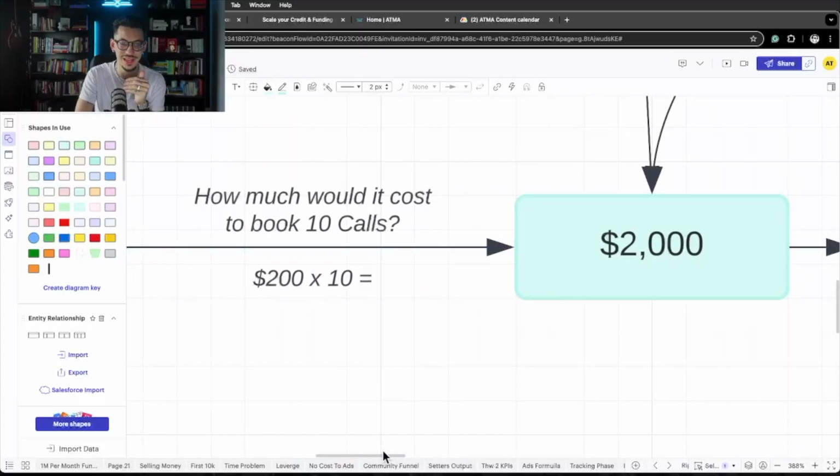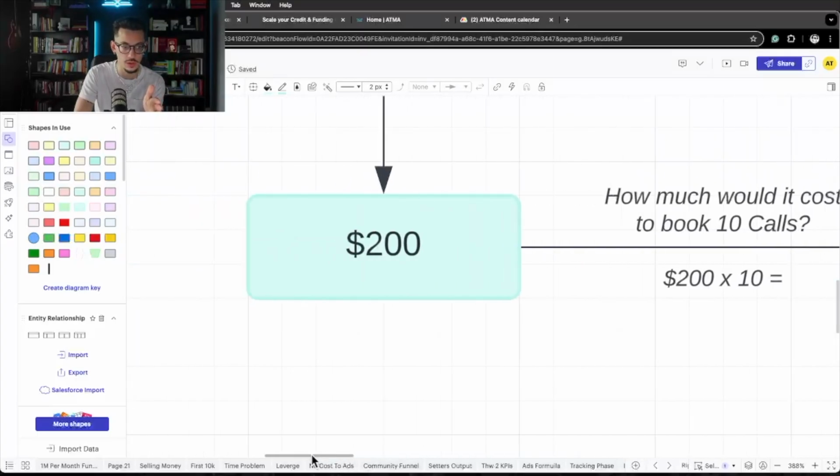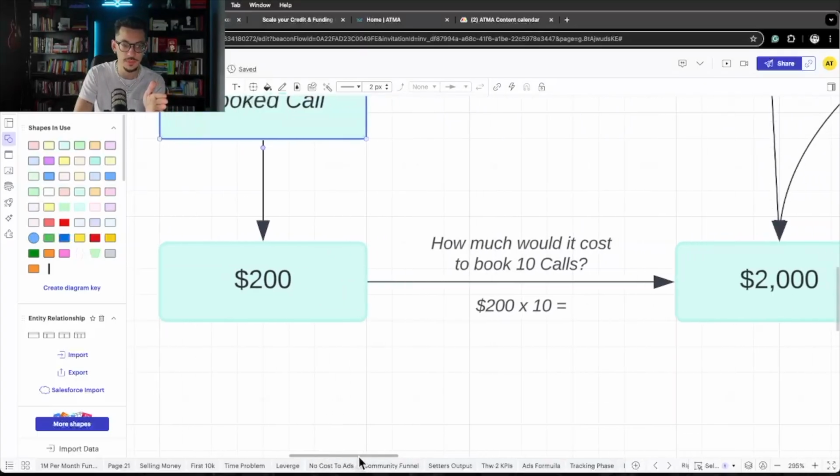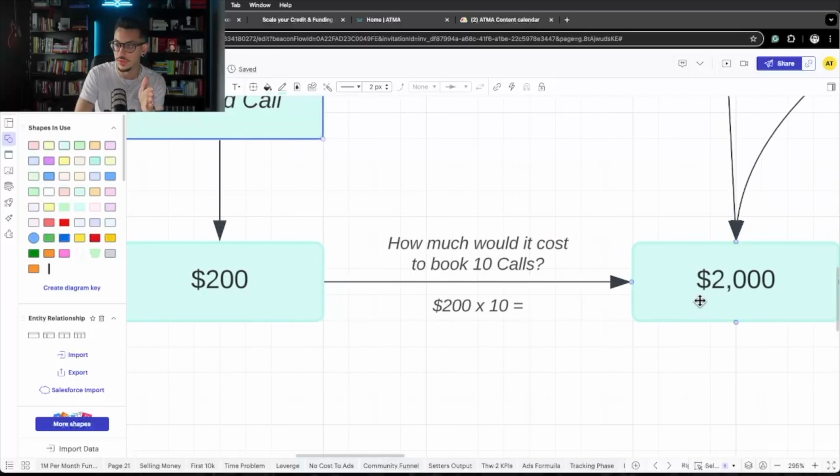Now, this doesn't mean that if you spend exactly $2,000 on ads, because the whole thing is through ad spend, you're going to get exactly 10 booked calls. It might be 9, it might be 11, it might be 12, it might be 8. On average, if you spend $2,000, because your average booked call is $200, right? You can expect that if I spend around $2,000, I could get a good 10 booked calls.